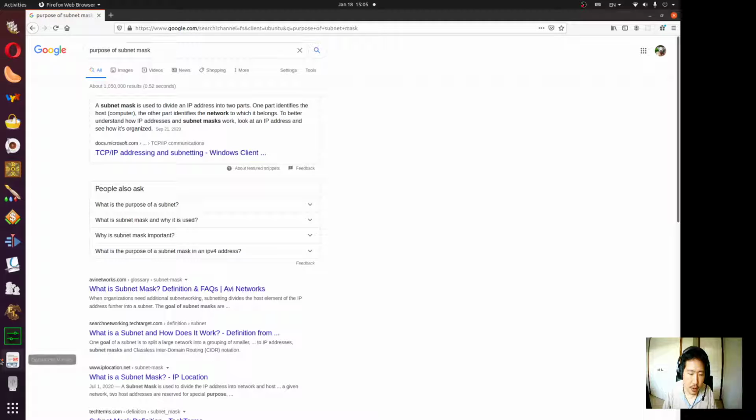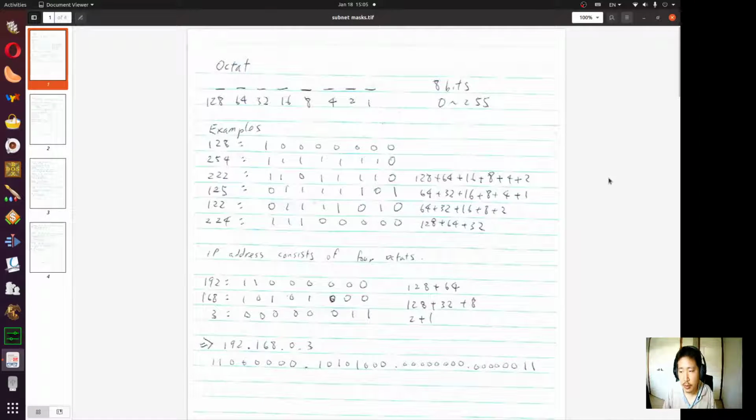I've made a note here that I scan. First, introduce Octet. Octet contains 8 bits, with each bit can be turned on and off. 1 for on, 0 for off, you can say. And this octet has the decimal value of 0 to 255.